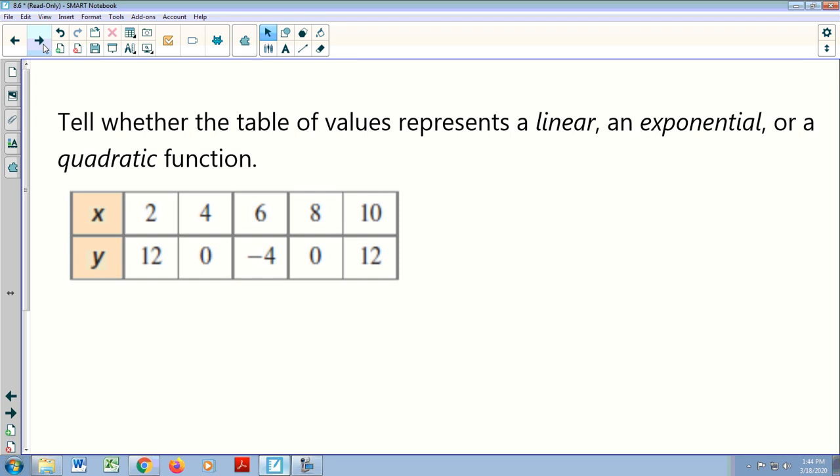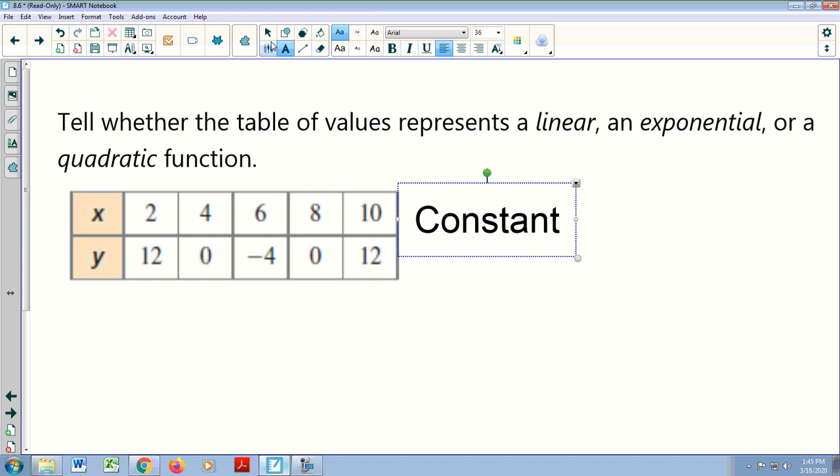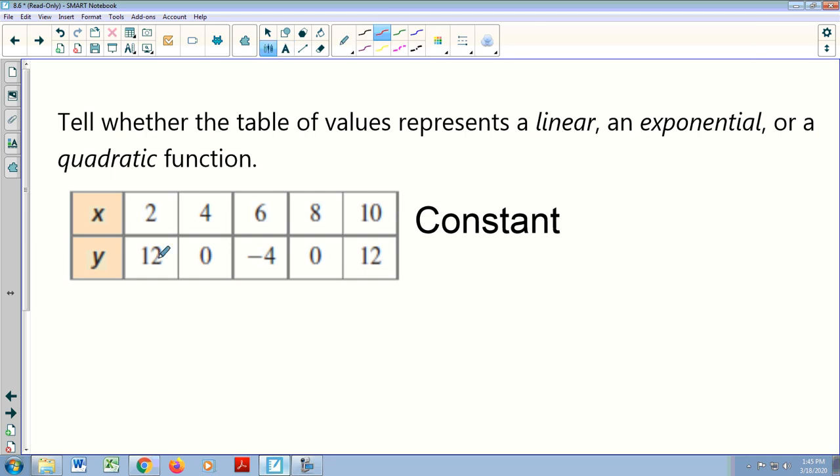Ooh. In my head, I have an idea what's happening here. First thing I'm going to look at is 2, 4, 6, 8, 10. That's constant. So now I'm going to look at the next part. -12 to 0 is... that's -12. 0 to -4 is subtract 4. -4 to 0 is +4. 0 to 12 is +12. Not linear. That helps me with the next part.